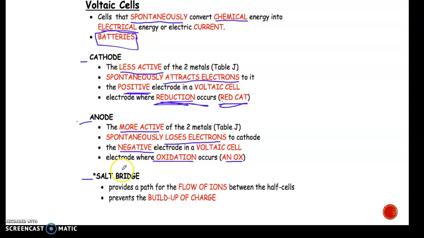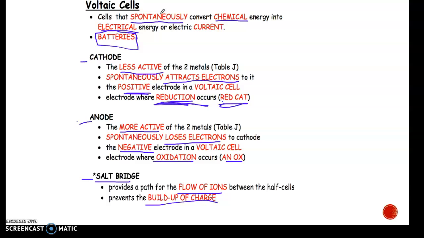Now, besides those two, what differentiates a voltaic cell from an electrolytic cell is that a voltaic cell has a salt bridge. And a salt bridge basically allows the electrons to flow by preventing the buildup of charges. So these three parts are what makes up a voltaic cell. Now remember, a voltaic cell is all spontaneous. And basically we're discussing a battery.